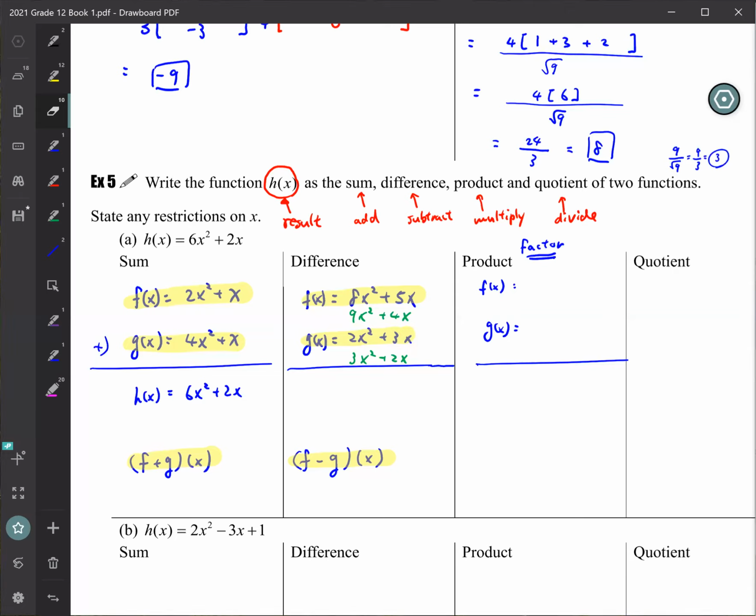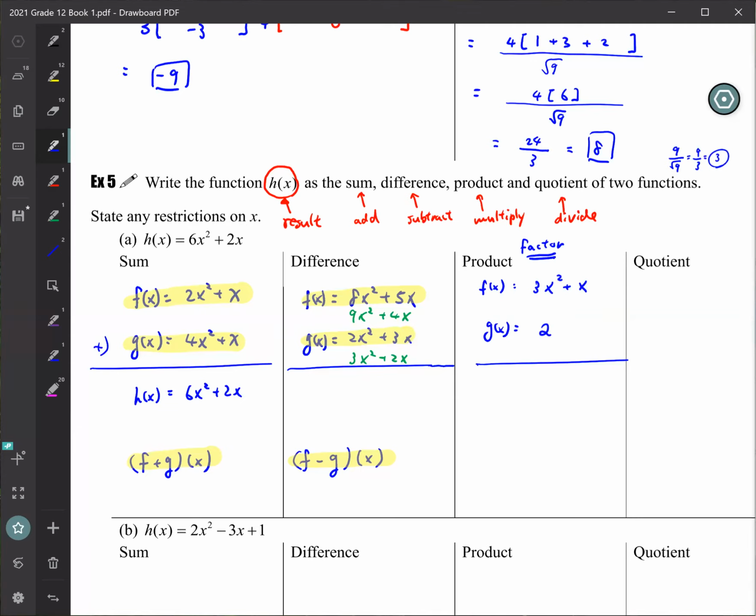Okay, Philip, what's your answer? I just did 3x squared plus x times 2. So 3x squared plus x at top and then 2 at bottom. That's for f? Yeah, and then just 2 as g of x. Okay, g of x is 2. Yeah, that works, right?